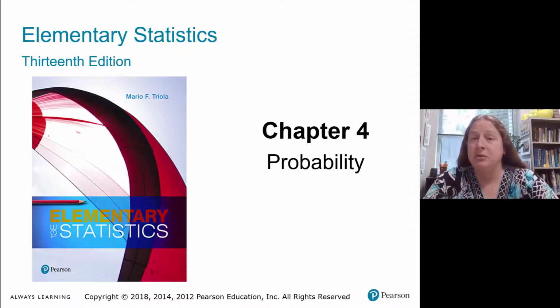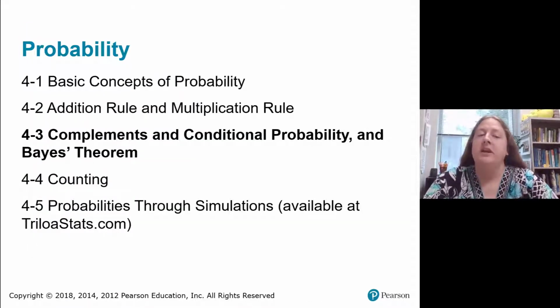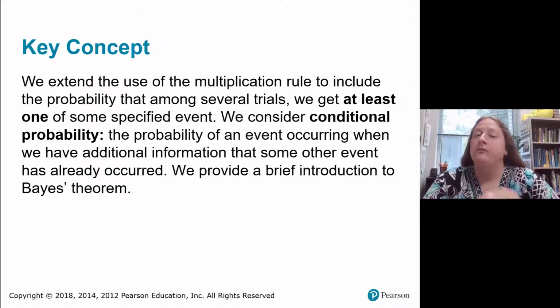Today we're going to continue our discussion of probability by talking about complements and conditional probability and touching on Bayes' theorem. So we're first going to extend our multiplication rule to include the probability among several trials, which is going to let us find the probability that we get at least one of some specified event among several trials. And we'll also be looking at conditional probability a little bit, which we actually have had a little bit of an introduction to with the multiplication rule. And finally, we're going to look a little bit at what's going on with Bayes' theorem.